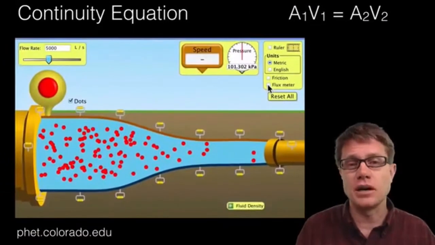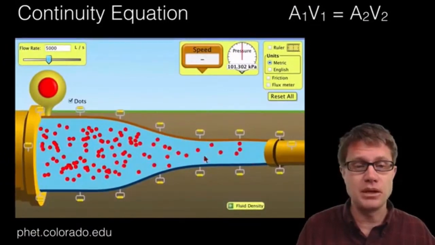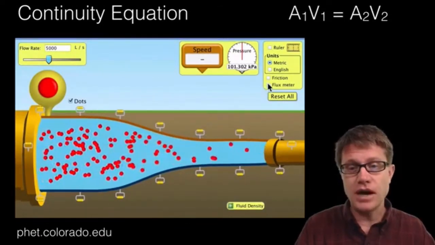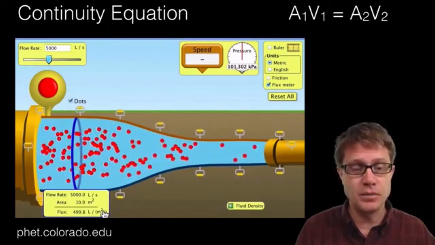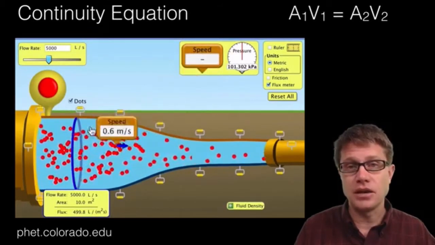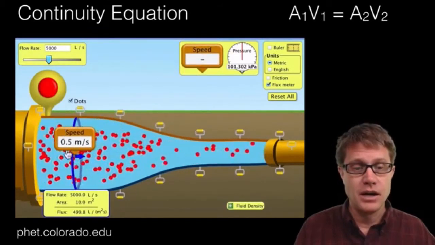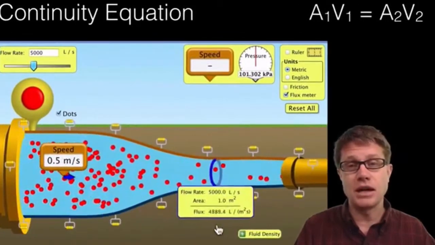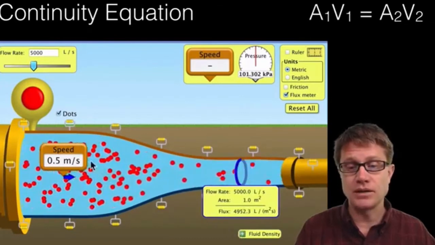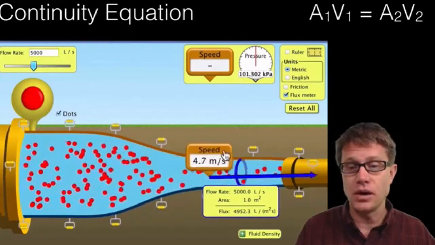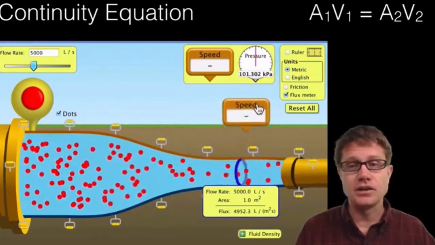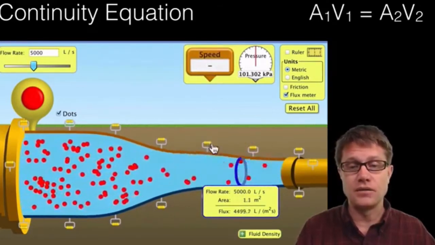And so let's start with the continuity equation, which is simple. We've got a PhET simulation. You can see as the fluid's moving, it's moving faster on the right. And so if we use a flux meter, on the left side, the cross-sectional area is 10 meters squared, and the speed is going to be 0.5 meters per second. So that would be my A1 times my V1. If I move over to the right side, now my cross-sectional area is 1. What's my velocity? 5 meters per second. And so I can just solve for the one I don't know, and I can figure that out.